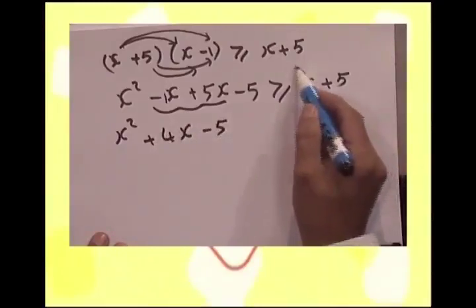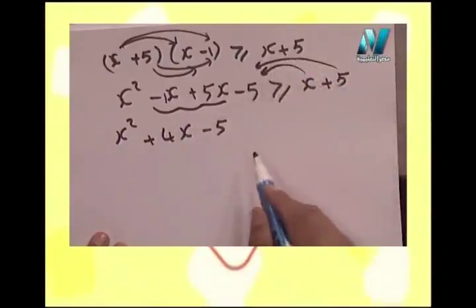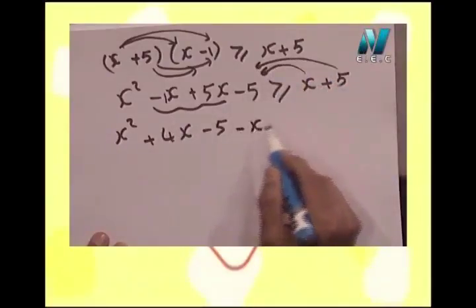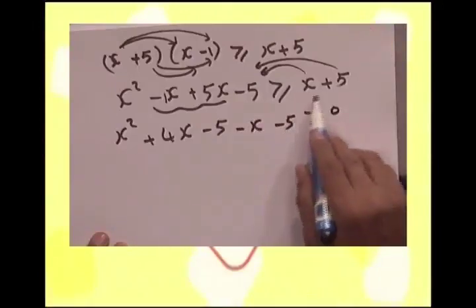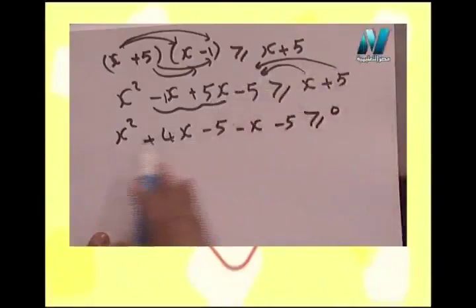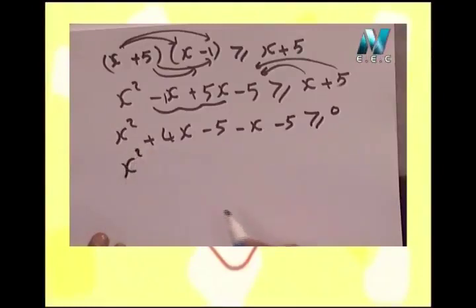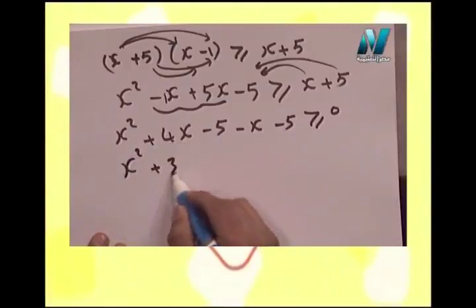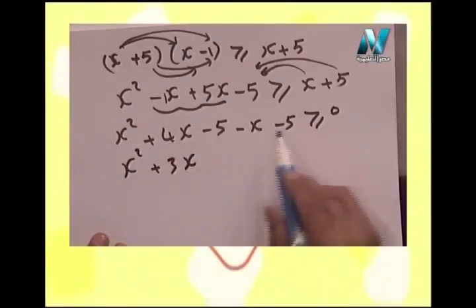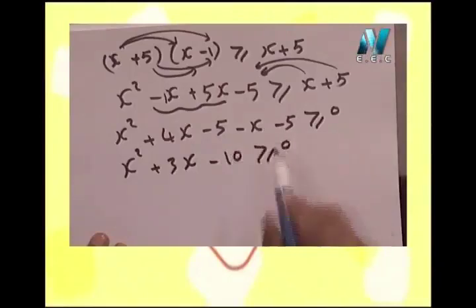Then we transfer these parts inside the inequality. This will be negative x and negative 5, still greater than or equal to 0, because we transferred these numbers to the left side. Simplify again: x power 2, 4x minus x will be positive 3x, minus 5 and minus 5 will be negative 10, greater than or equal to 0.